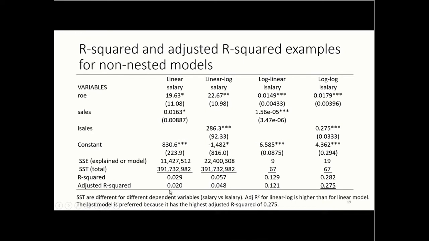Now, comparing amongst all of the adjusted R squared, this one is the highest adjusted R square amongst all the models. And so only using this criteria, we would conclude that the last model is preferred because it has the highest adjusted R square of 275. Now, there are other criteria in deciding whether you log or not variables and so forth, and what to include in the model, but this is one of the criteria, what happens to the adjusted R squared.